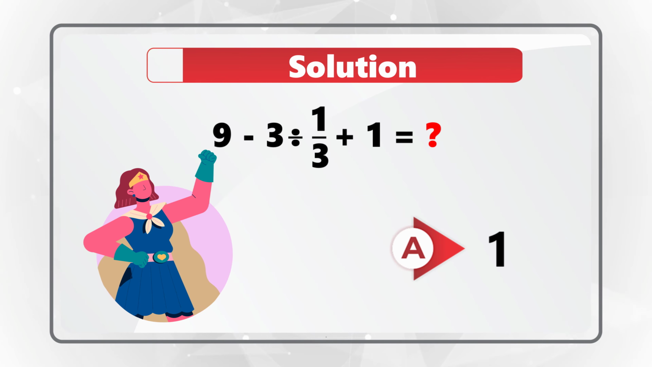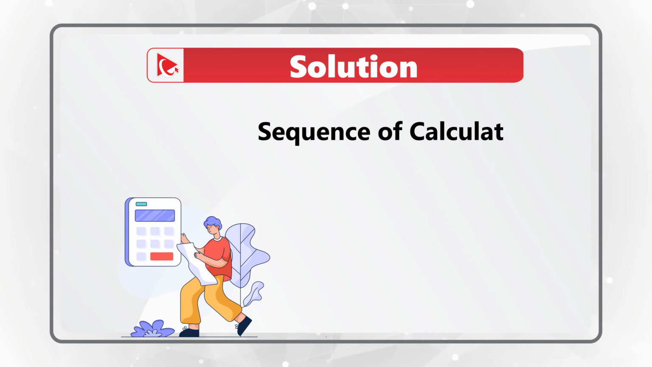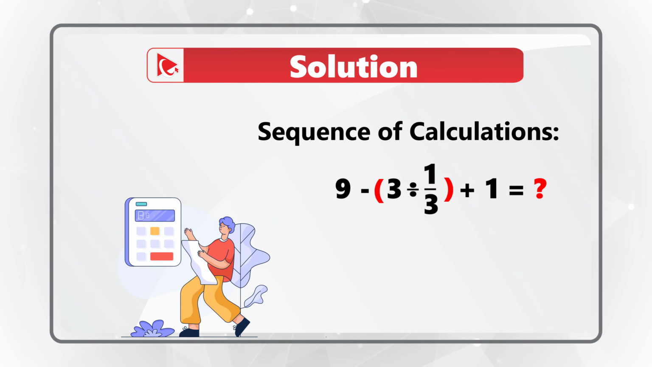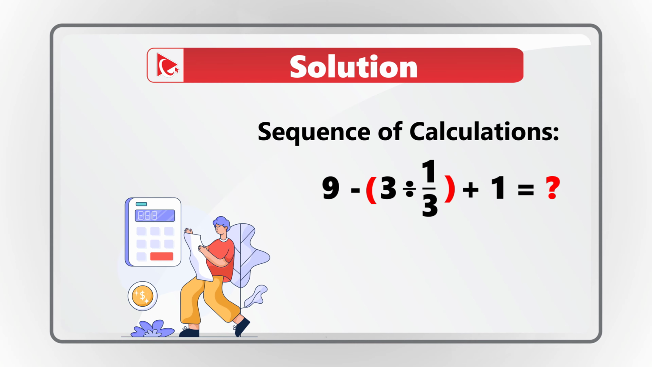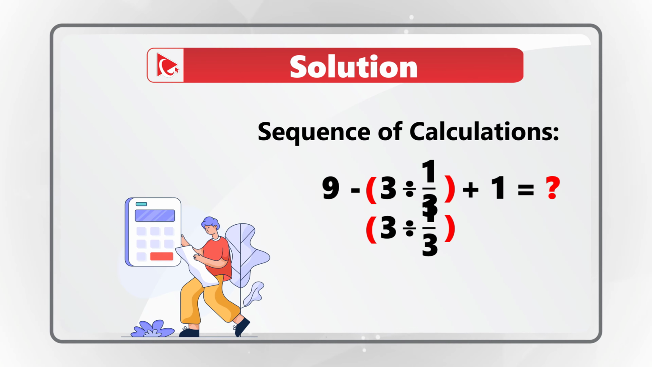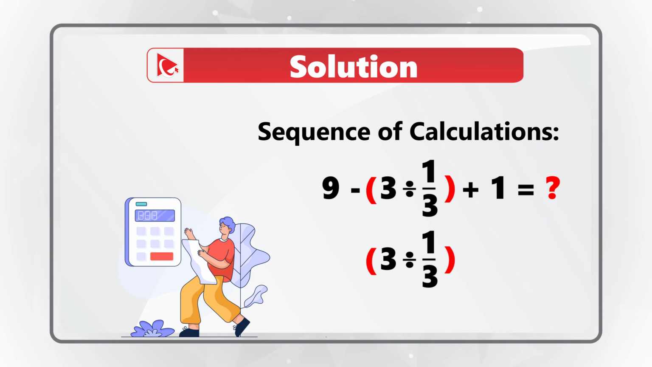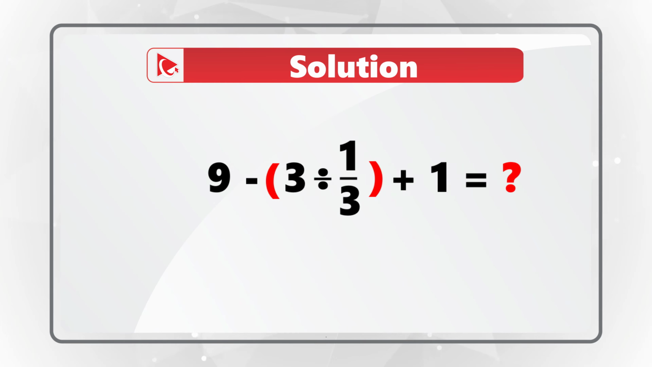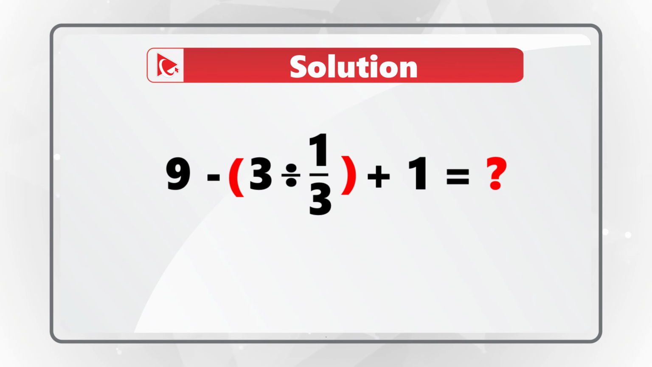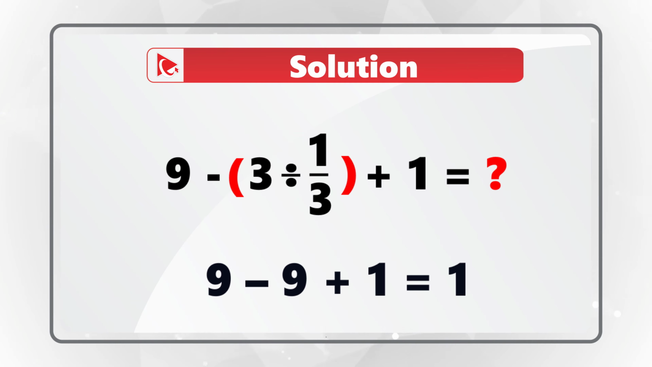As you might have guessed, the correct answer here is choice A, 1. But why? If you look at the expression closely, you will see that the first part that would need to be calculated is the division, dividing 3 by 1/3. To emphasize this, I put this expression into red parentheses. When you calculate 3 divided by 1/3, you will get to the result of 9. And then you need to do sequentially subtraction and then addition. 9 minus 9 equals 0, plus 1 equals 1. This is the reason the correct choice here is choice A, 1.